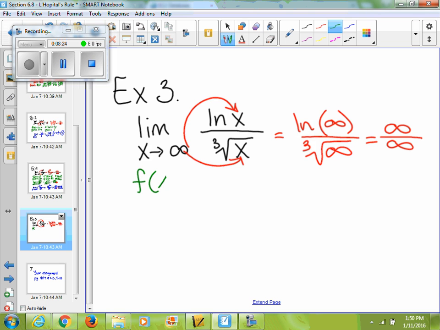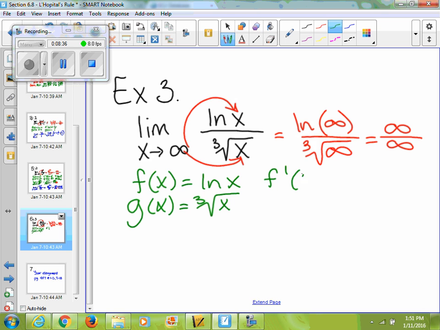So I'm going to let f of x be the natural log of x, and g of x be the cube root of x. If I want to find f prime of x, what did we say the derivative of natural log is? 1 over x. And if I want to find the derivative of the cube root of x, I can rewrite this as x to the 1/3 exponent, because then it's easier to derive. So this would become 1/3 x to the negative 2/3.